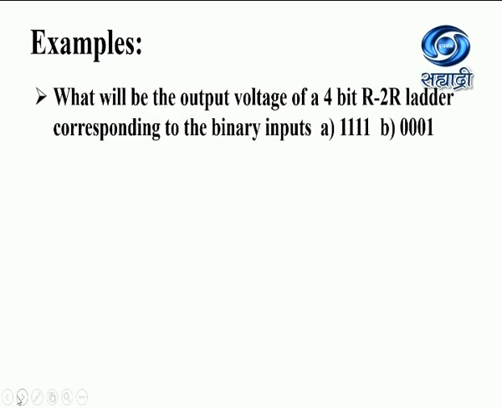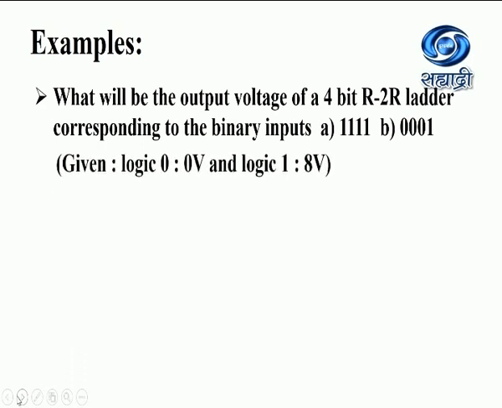So let's solve the example based on this R2R ladder. So the first example is what will be the output voltage of a 4-bit R2R ladder corresponding to the binary inputs 1 1 1 1 and 0 0 0 1. So if you apply these two inputs to the 4-bit R2R ladder, what will be the output voltage? And here given values are logic 0 as 0 volt and logic 1 is 8 volt.